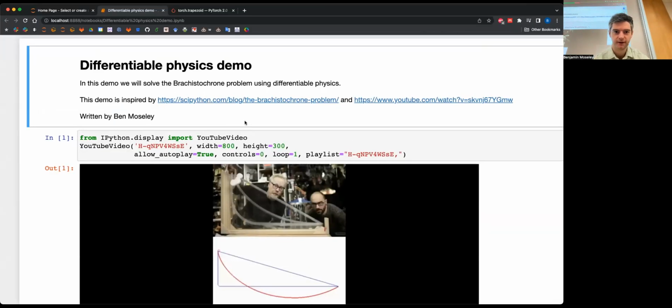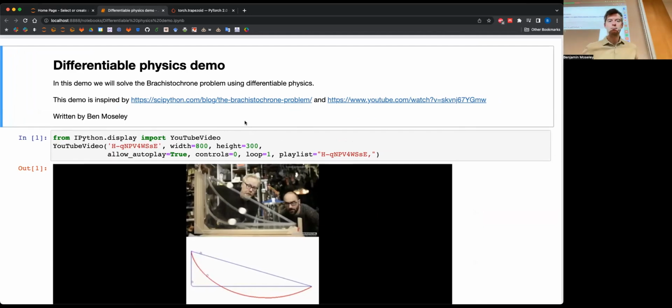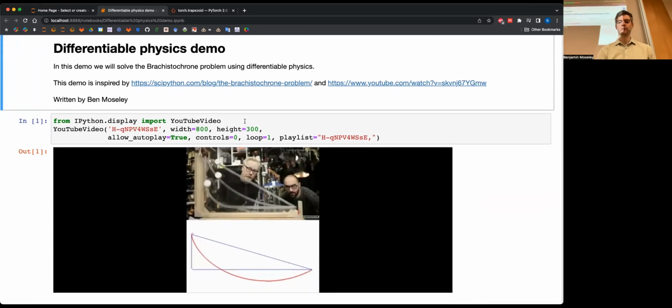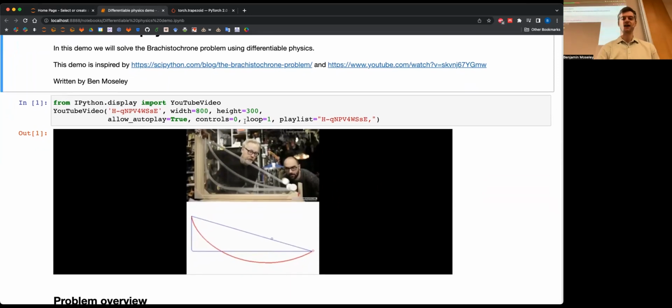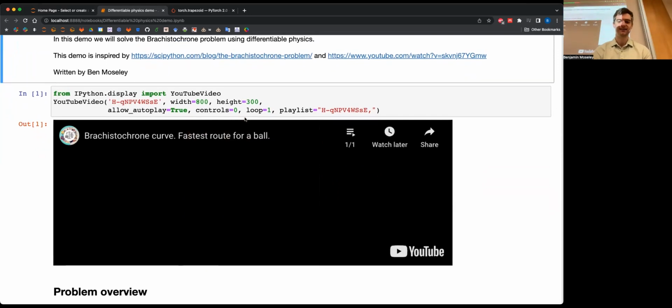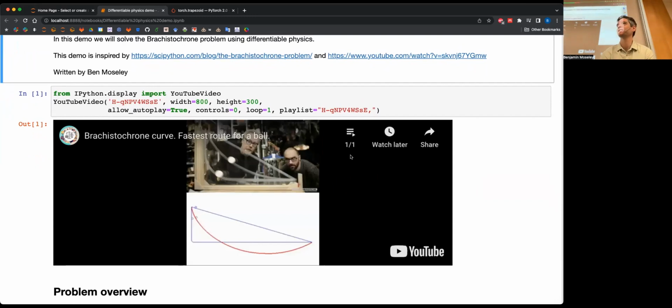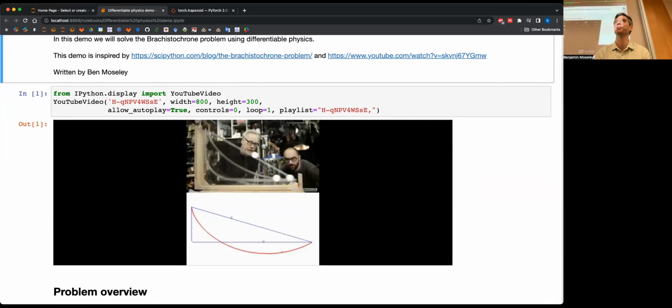So what you can see here is a Jupyter Notebook, and I'm just going to be coding a few lines of this example. So we're going to pick a problem. You can pick obviously any physics problem to differentiate through. I think this is a really fun problem. Hands up who's seen this video or this idea before. It's around social media a lot.